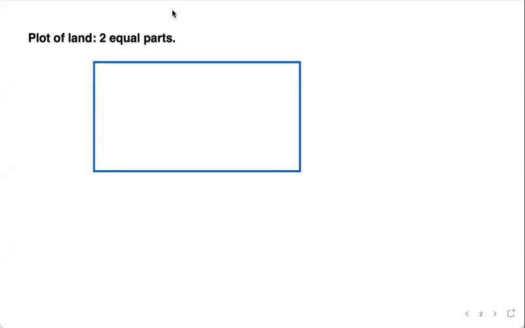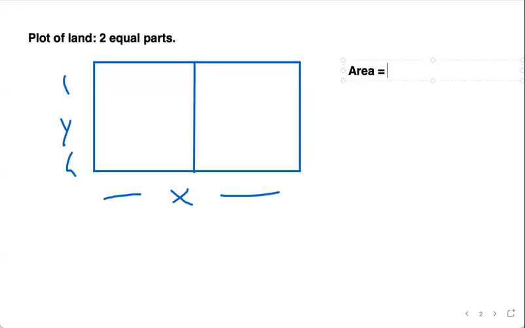Next up, let's talk about a plot of land. For this plot of land, it's going to be rectangular, and we're going to divide it up into 2 equal parts, okay? We're going to attempt to draw 2 equal parts here. It's not bad. We're going to practice up for that one. And they'll label it something to the effect of length times width, x times y. So for this setup, what is the area? Just x times y.